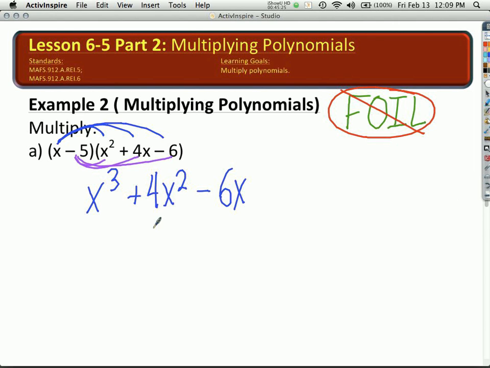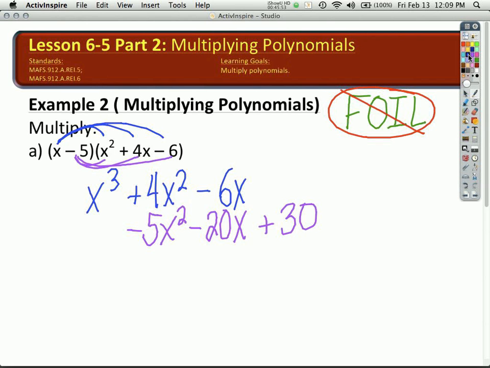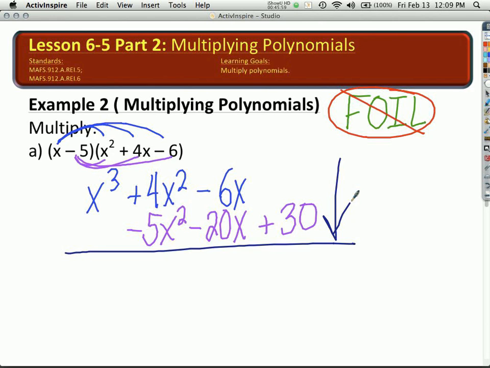Negative 5 times x squared is negative 5x squared. Negative 5 times 4x is negative 20x. And negative 5 times negative 6 is positive 30. What did I do? Gloria? Milan, what were you going to say? Yeah, I stacked up the like terms so that, like in elementary school, I could do this and add down. Like terms are now stacked up right there, and I will get the result that I want.